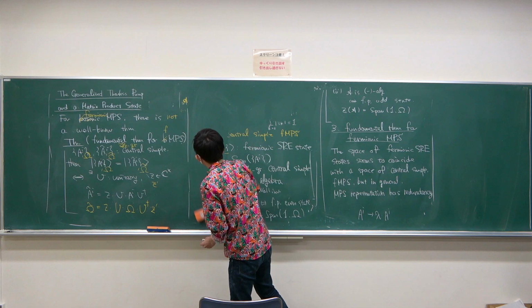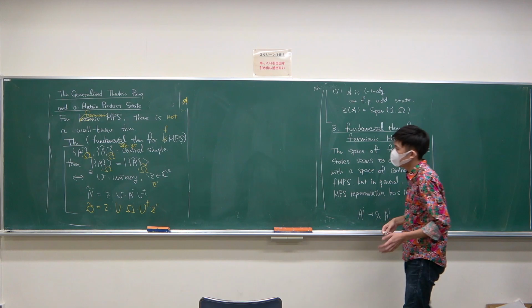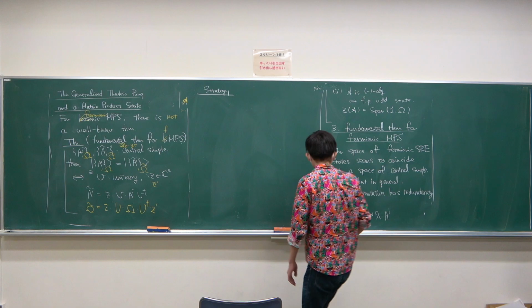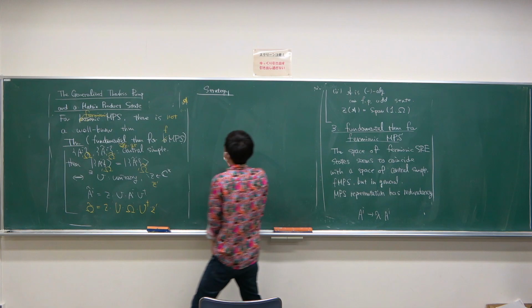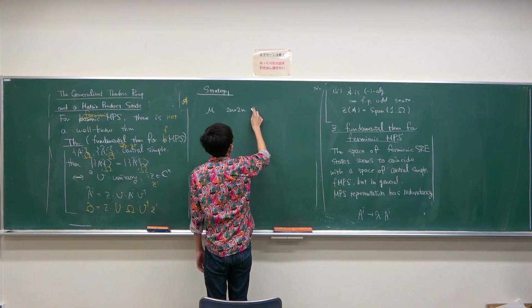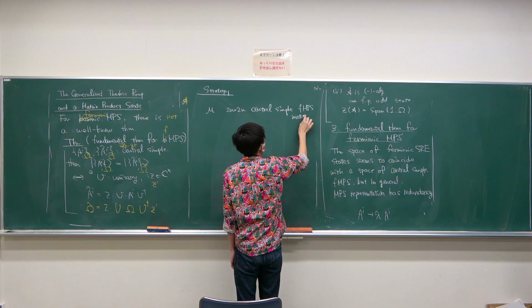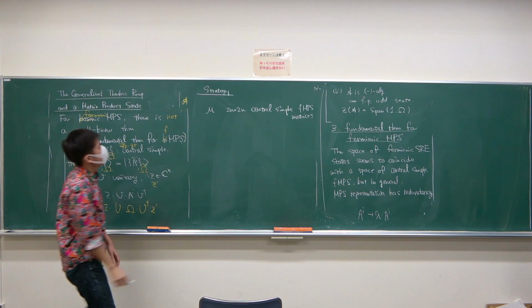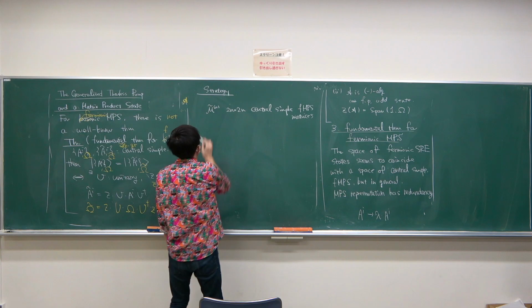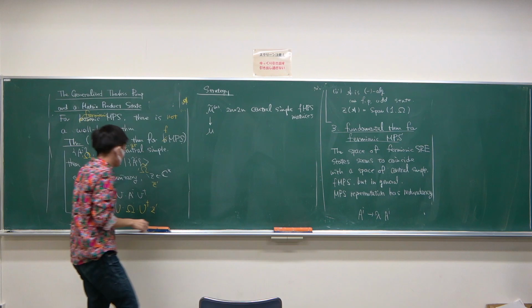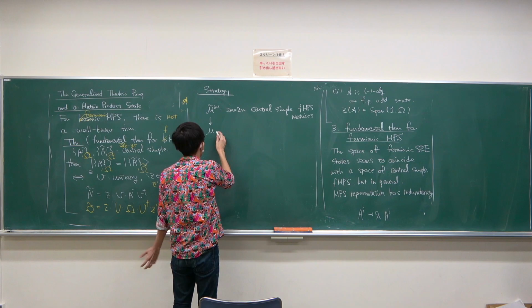So, by using the theorem, the strategy is very straightforward. To investigate the topology of the space of short-range entangled states, first you consider the 2n times 2n central simple fermionic matrix product state matrices, for example like this. We denote this M tilde. But this includes some redundancy, so we divide by the redundancy.